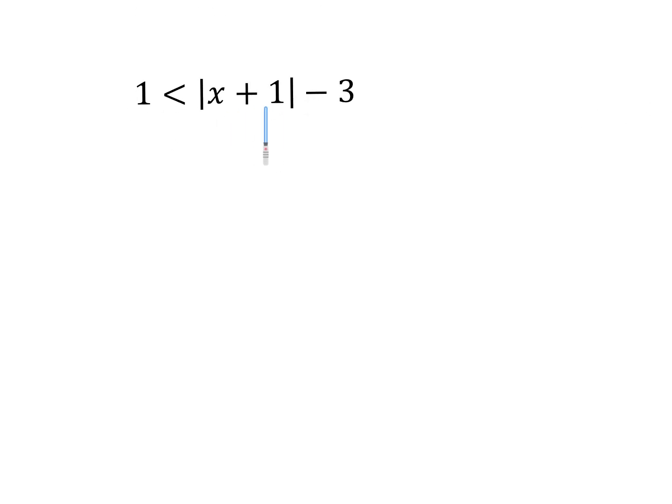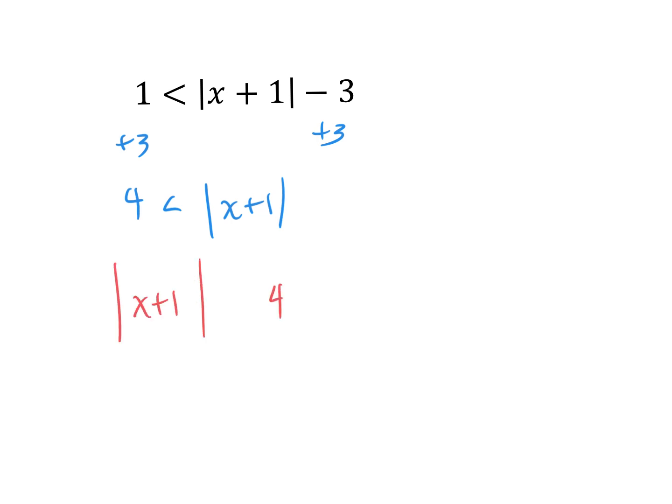My absolute value bars, I always want them by themselves, and I want them written first. Let's go move my 3 first on this one. So if I add 3, you agree I've got 4 is less than that absolute value. My cute little trick only works when that absolute value is written first. So I'm going to rewrite that as x plus 1 is what to 4? Yeah, it was less than, written in blue. So then I got to flip it just to get my absolute value first.